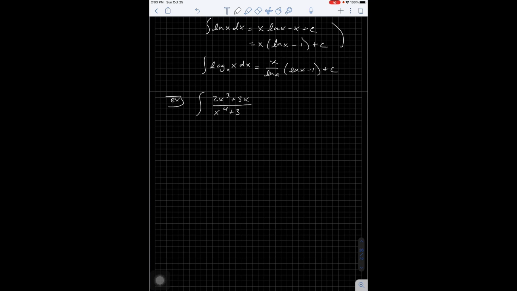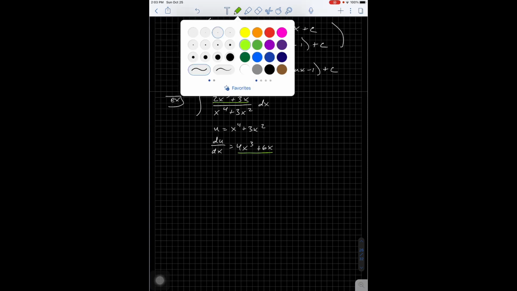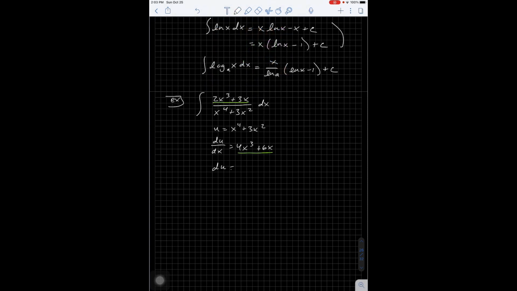So on the surface, this looks like a pretty normal 5-5 problem. Again, fractions, oftentimes u is going to be the denominator. The denominator happens to be the highest power, which is also good. So that's what I'm going to do. The derivative is going to be 4x cubed plus 6x. And if you compare that to this piece up here, we're just off by a factor of 2. So I need to divide through by 2 or multiply by a half.